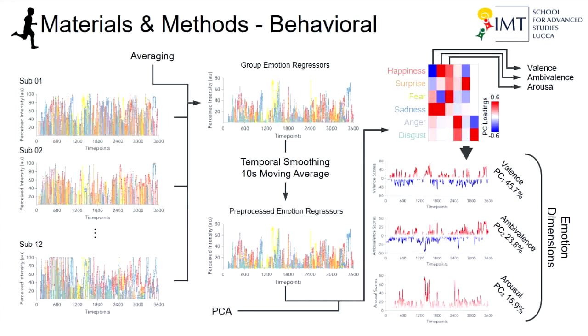So following the exact procedure that we used for the fMRI data, we averaged single subject regressors. We temporally smoothed using a 10 seconds window, and then on the pre-processed group level regressors, we computed a principal component analysis that highlighted the presence of several emotion dimensions, such as valence and arousal, and the second PC is what we interpreted as ambivalence, since happiness and sadness have the same load on this component. And together, the first 3 components explain more than 80% of the variance. Altogether, the 6 principal components constituted independent predictors in our analysis.